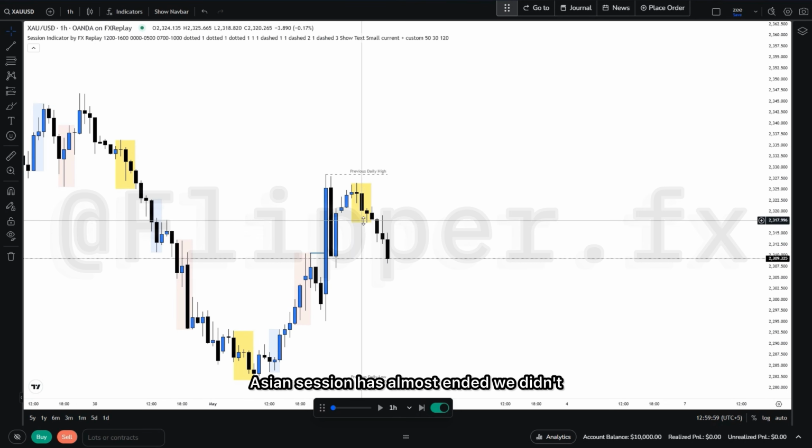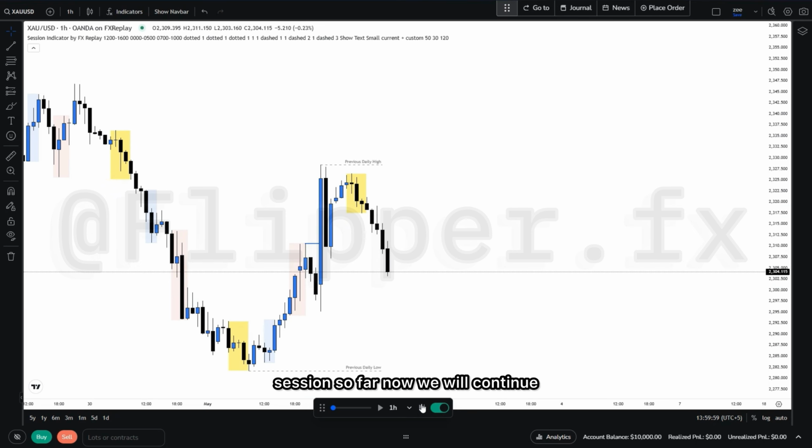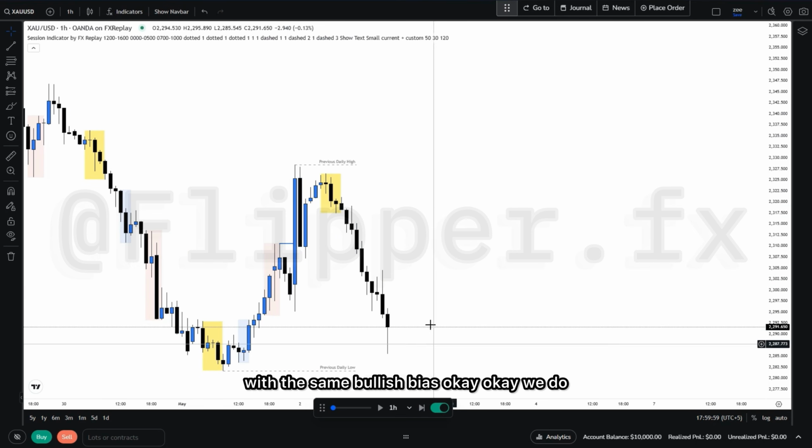Now the Asian session has almost ended. We didn't get a clear structural break during this session. So for now, we will continue with the same bullish bias.